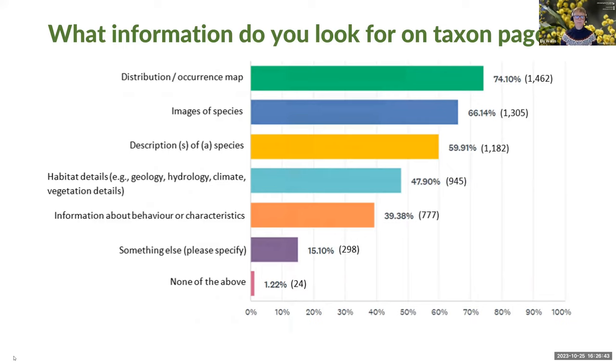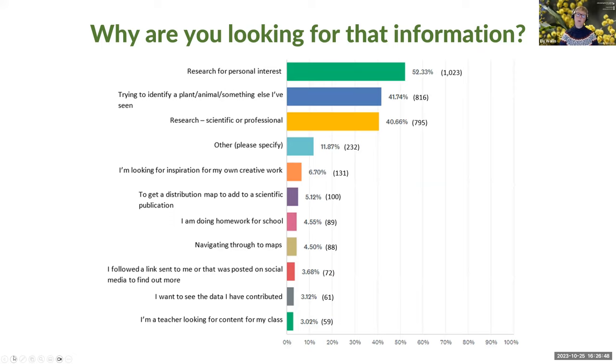Why are you looking for it? Why are you coming to do things? So research for personal interest is a really interesting one. A number of years ago when I worked at Museums Victoria, we did a similar sort of survey about our collections online site and asking why people were coming. We thought we had built the site for researchers, but when we did this survey, we found out that most people were coming saying that they were coming for a personal hobby or interest. And so that surprised us and meant that we needed to take a little bit of a different approach to the information that was provided, the links that were provided, that sort of thing.